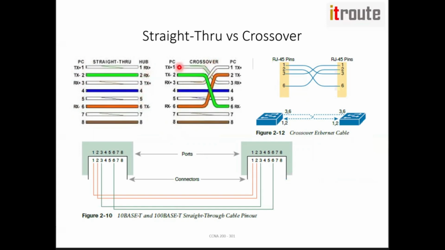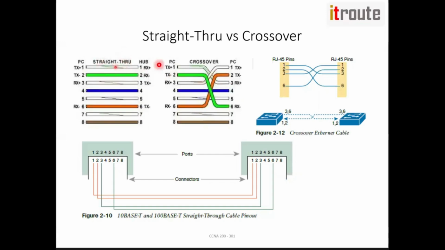In a crossover cable, one side transmits and the other side receives, but the receiving happens on pin number 3 and 6. On this side, pin number 3 and 6 are used for receiving, and on the other side, 1 and 2 are for transmitting. So the difference is that pin number 1 and 2 end up on the other side on pin number 3 and 6, and 3 and 6 turn into pin number 1 and 2. That's the crossover cable.